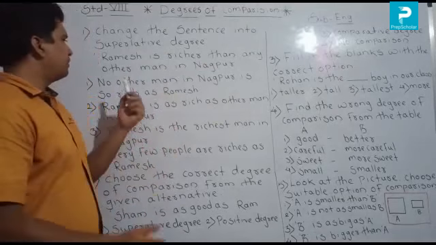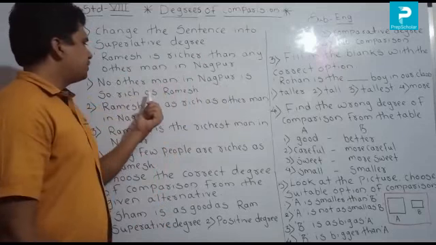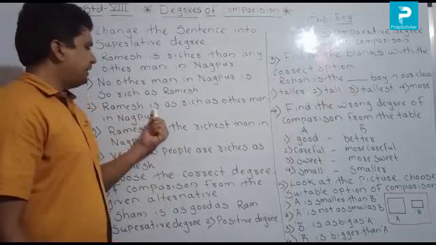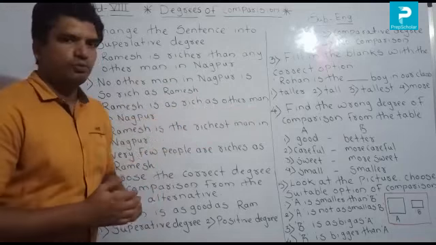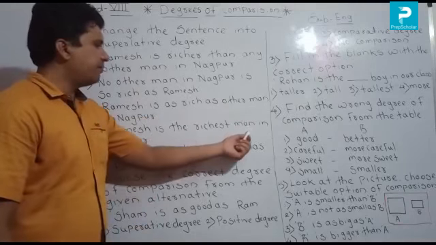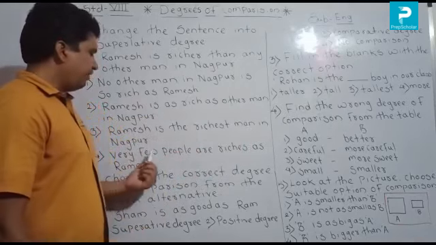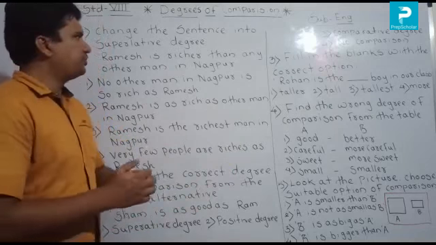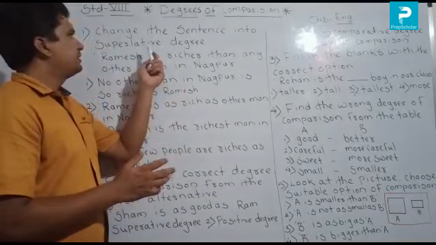Option 1, no other man in Nagpur is so rich as Ramesh. Second, Ramesh is as rich as other man in Nagpur. Third, Ramesh is the richest man in Nagpur. And fourth, very few people are richest as Ramesh. So which sentence is showing superlative degree for this sentence?